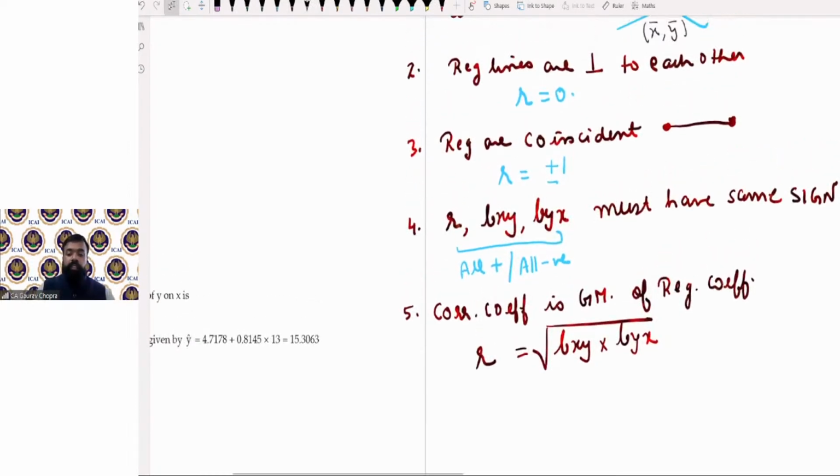Now, these are the five basic properties, five basic points for regression. And these are very important for theoretical questions also, as well as practical questions. So, दोनों के लिए काफी important है, right? So, Vidisha is clear, Apurva is all clear. That's perfect. Great.